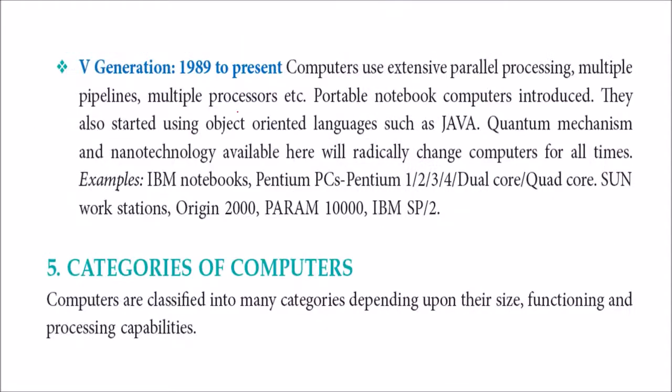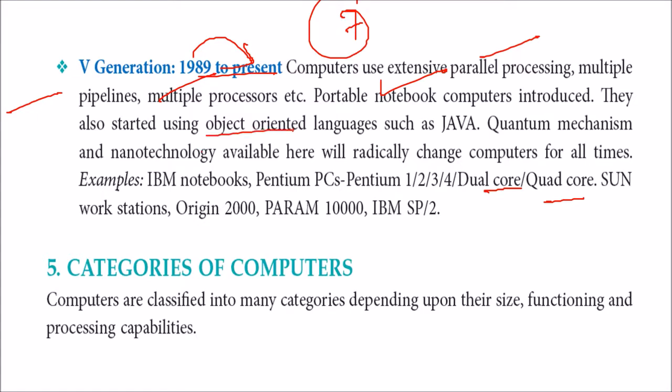Fifth generation, that is 1989 to present. Actually, it is not present. Let me tell you that we are in the seventh generation. In this, parallel processing, multiple pipelines, and multiple processors like dual core and quad core were introduced. Portable notebooks, which we also call laptops, were introduced. Programming languages were enhanced to the object-oriented paradigm, like Java. Quantum mechanics and nanotechnology radically changed computers.